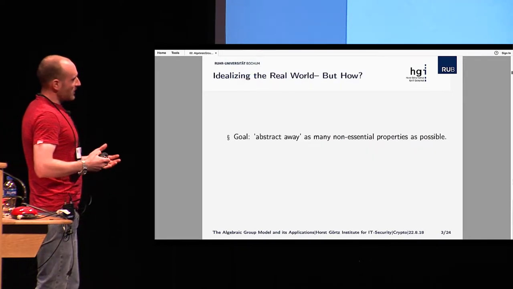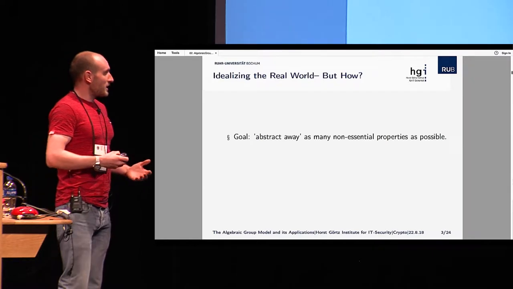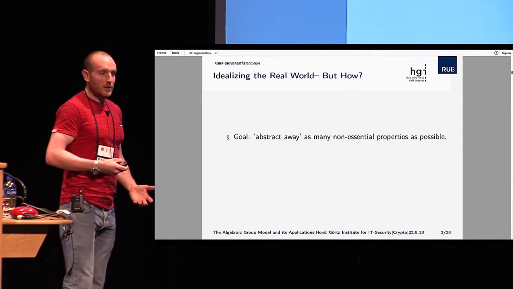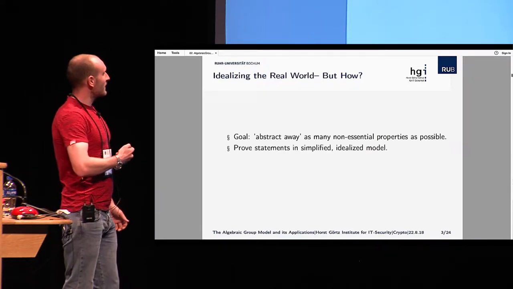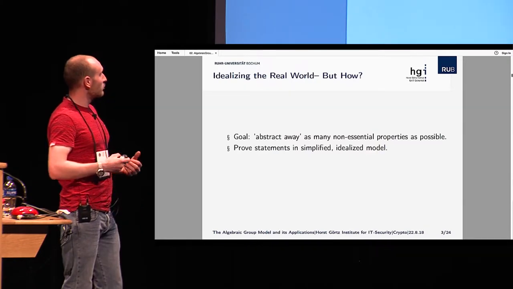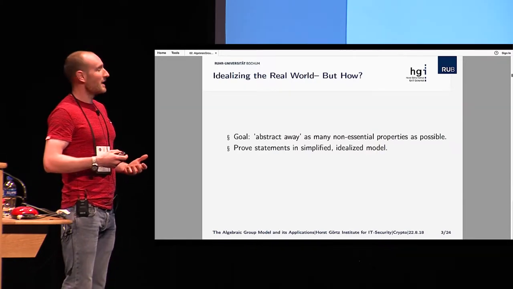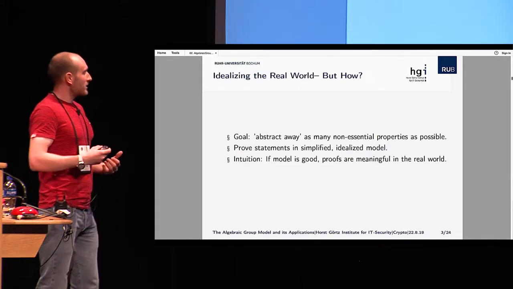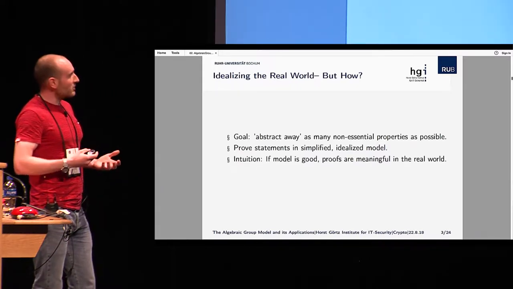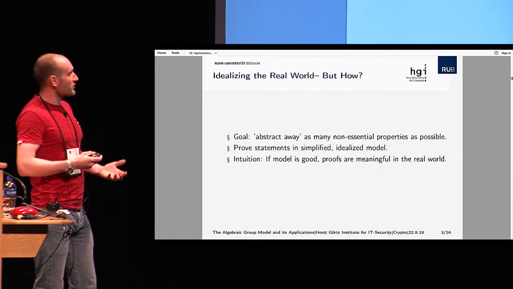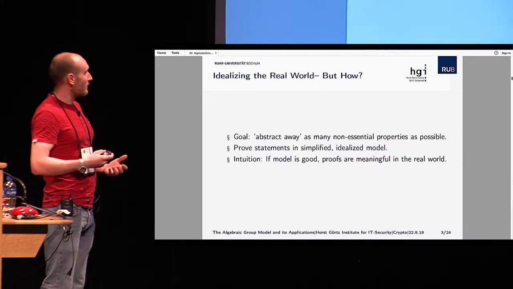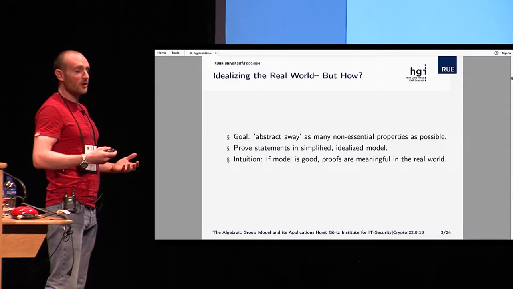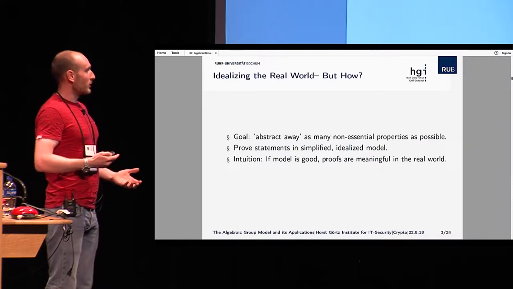In some sense, the goal is to abstract away as many non-essential properties of the real world as possible. Once we've done this, we can prove statements in this simplified and idealized model. And of course, the intuition is that if we manage to do this idealization in a non-trivial and non-oversimplifying way, then proofs that we carry out in this model will also hold some meaning for the real world.